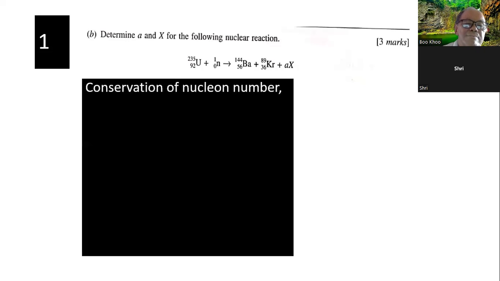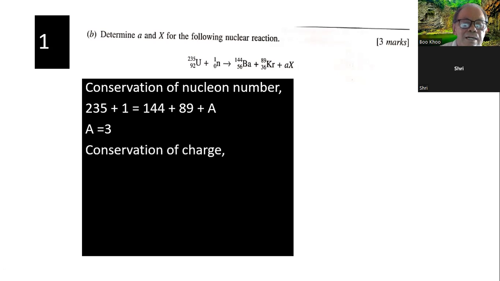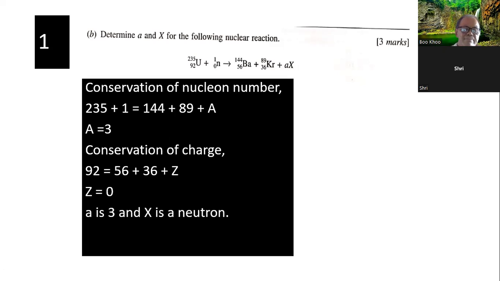Right, work it out. Conservation of nucleon number at the top, the superscript, left hand side, right hand side. That one let it be A. A is 3. And conservation of charge: the charge on the left hand side equals the right hand side, plus your Z here. Then calculate your Z. It tells you that X is a neutron. So there must be 3 neutrons.